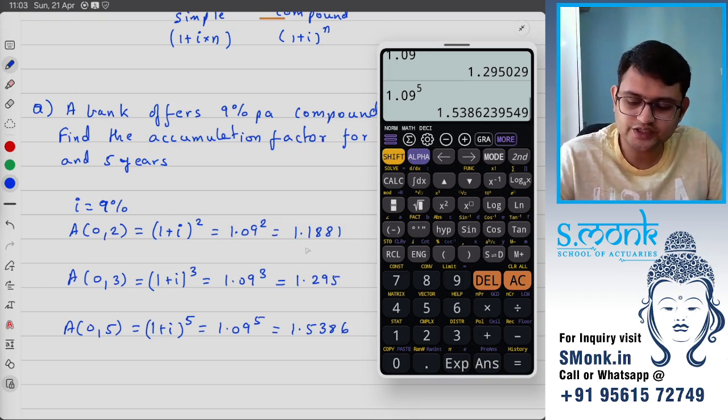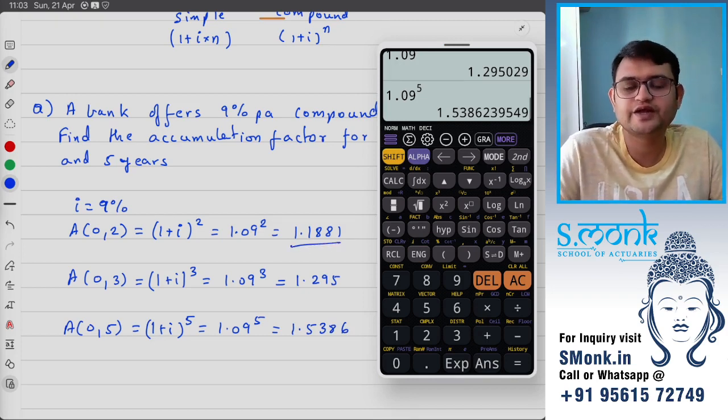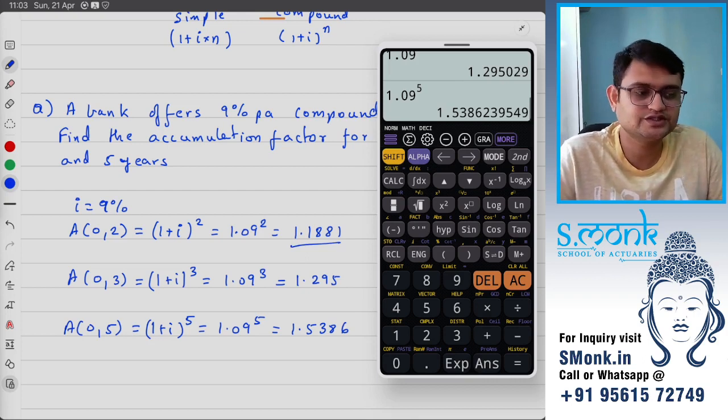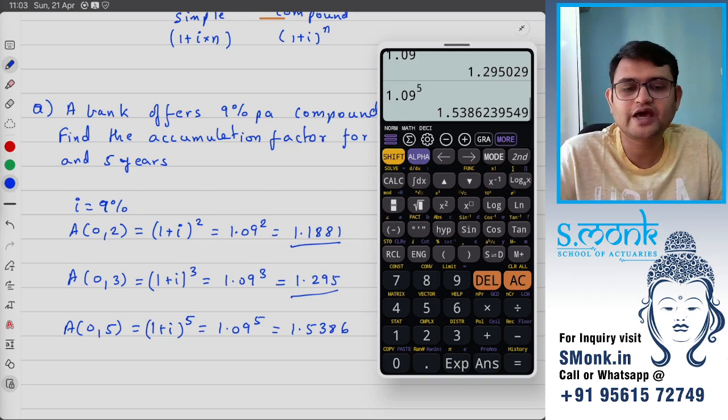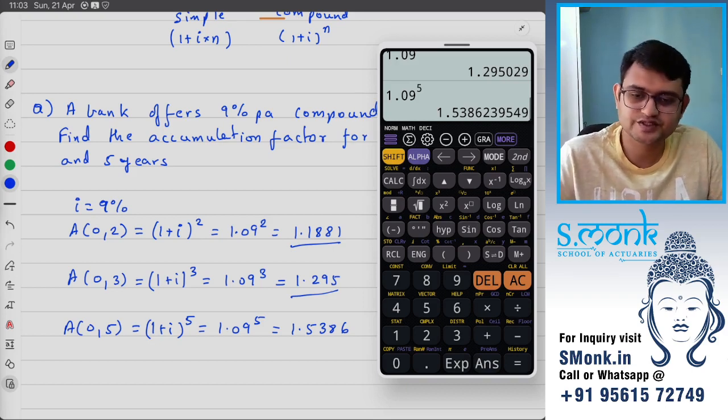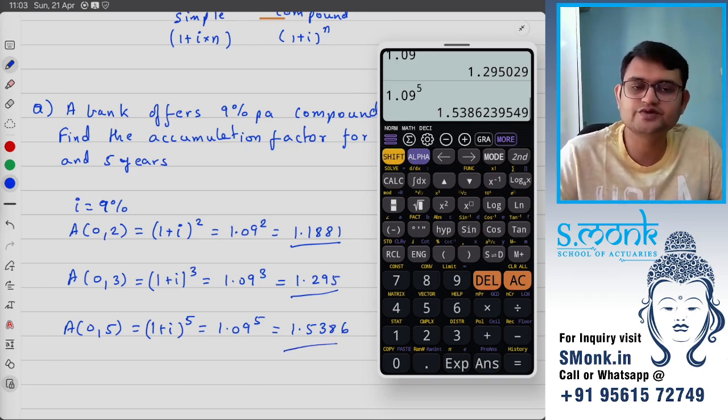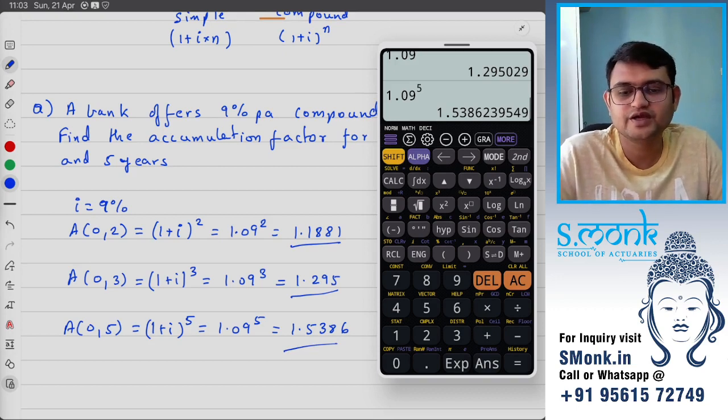So in 2 years, my money will become 1.18 times what I had invested. In 3 years, it will become 1.295 times what I had invested. And in 5 years, it will become 1.5386 times what I had invested.